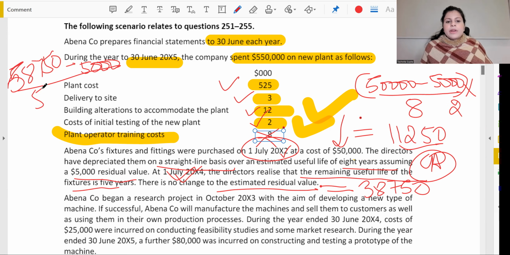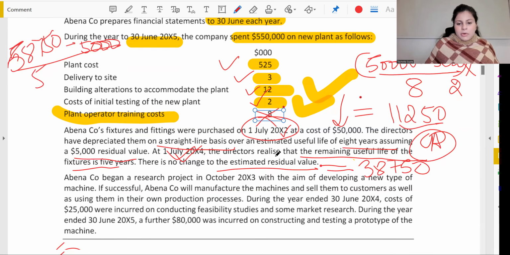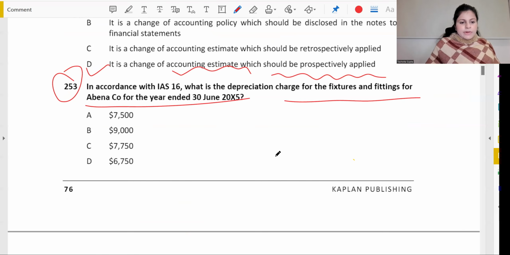38,750 minus 5,000 divided by 5 is 6,750. Awesome. So my answer is 6,750. Let's enlighten our Dora the Explorer. So where is 6,750? Option D.